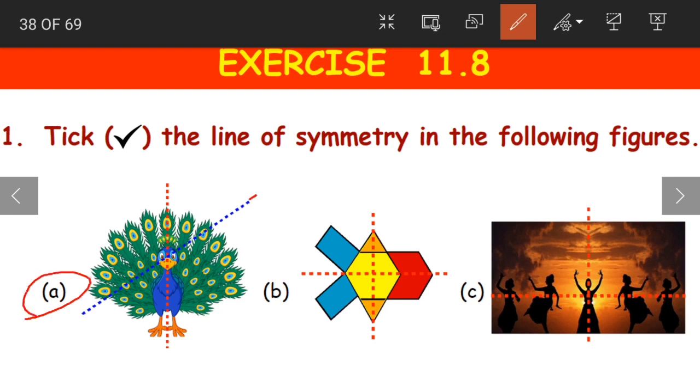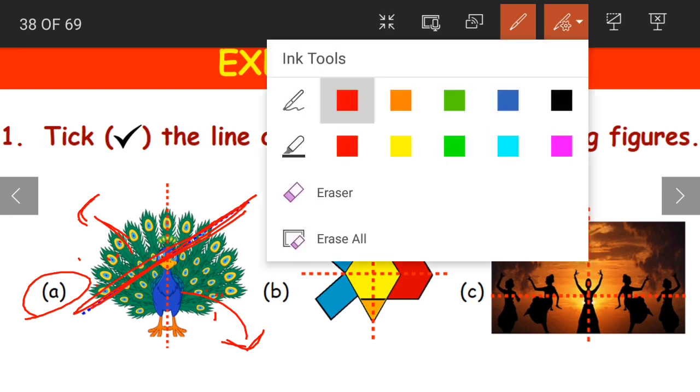Coming to the first one, that is the figure of a peacock. If you look at the blue line here, children, see, this is the half 1 and this is the part 2. So let us say half 1 and half 2. Now are these both halves exactly the same? Are these identical? Are these the mirror halves? No. See, they are not the same. Both the halves should be exactly the same for the line to be a line of symmetry. But here both the halves are not the same. So this is not our line of symmetry.